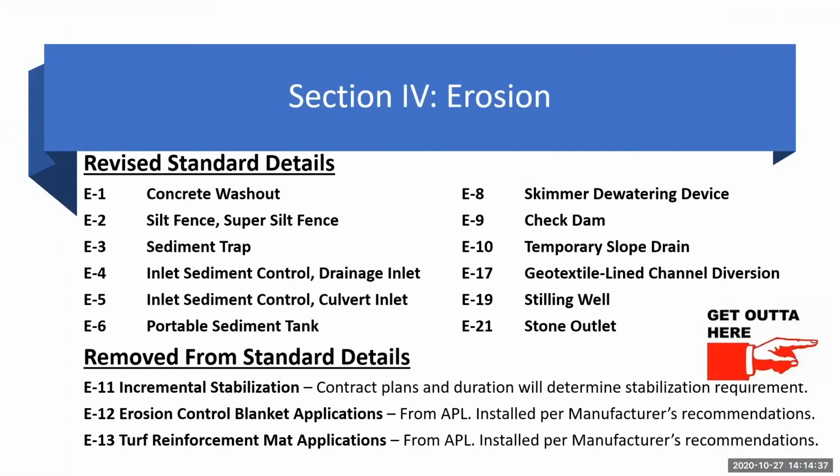So E11, incremental stabilization, contract plans and duration will determine the stabilization requirement. And then for the E12 and E13, which is the erosion control blanket and the turf reinforcement mat, those will be now from an approved products list, and they're installed per the manufacturer's recommendations. So there's no need for a standard detail on those anymore. So those are all removed.